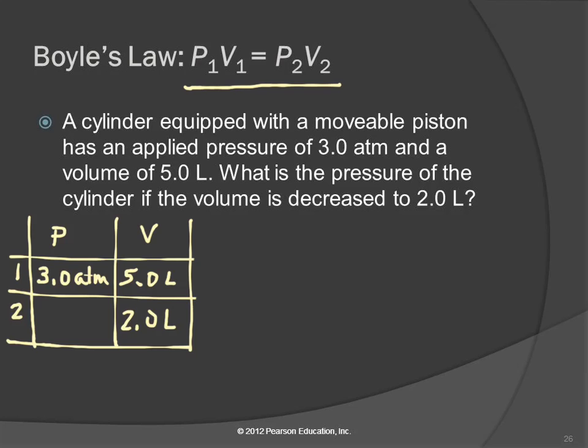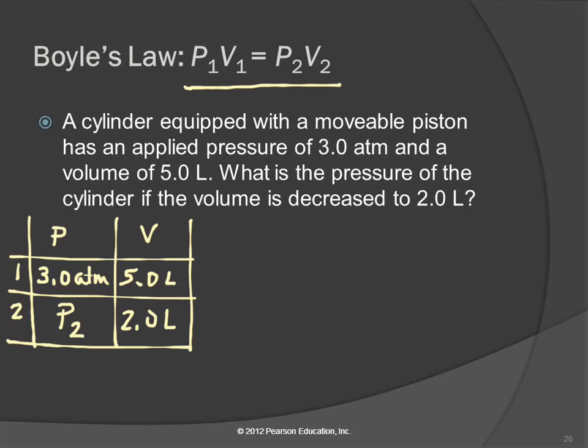And we have one empty square in our table, and we should have one empty square. The question is, what's the pressure? This is the pressure that's missing that we're trying to find. That's in the pressure column, and it's in the second row, so we're going to call that P2, and that's what we're going to solve our equation for. Any questions about putting the numbers into a table? We'll do a lot of this.